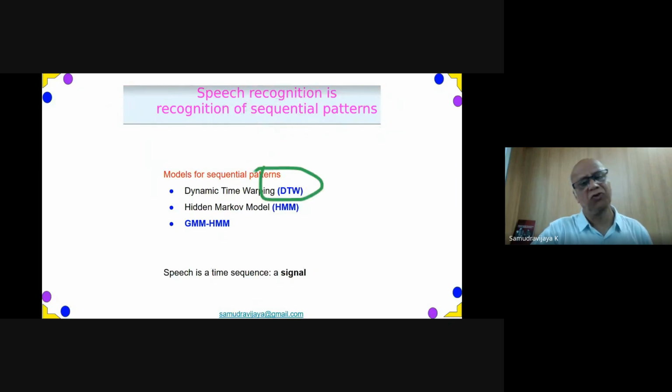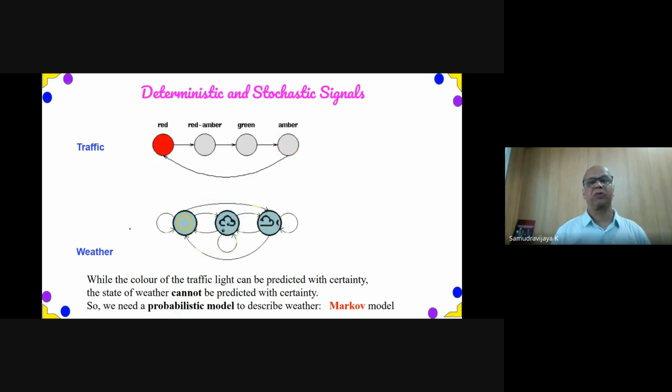Dynamic time warping is one old method. We can use a statistical, probabilistic model called the hidden Markov model. We can use a combination of these, HMM and GMM. It's a sequence, and how do you model a sequence of symbols? Well, speech is a signal. What do you mean by signal? It varies with time.